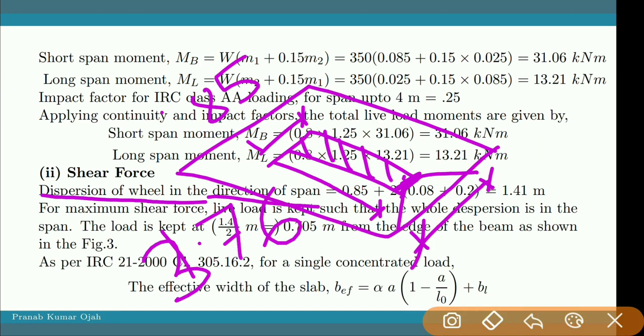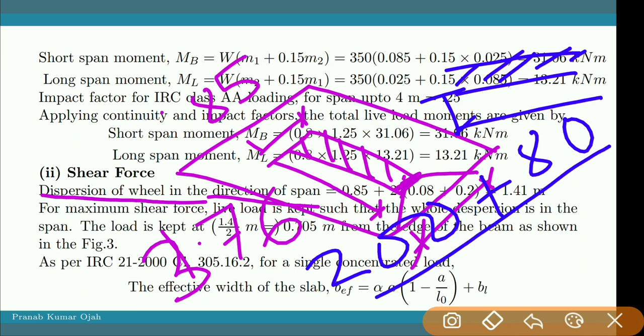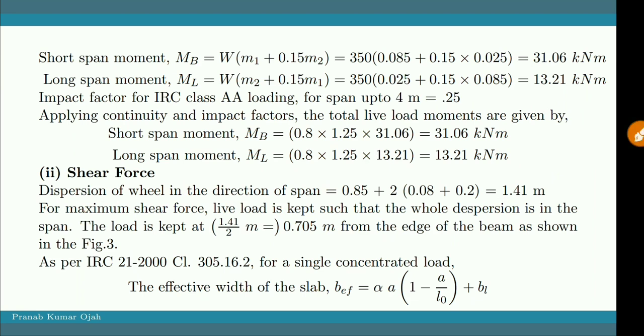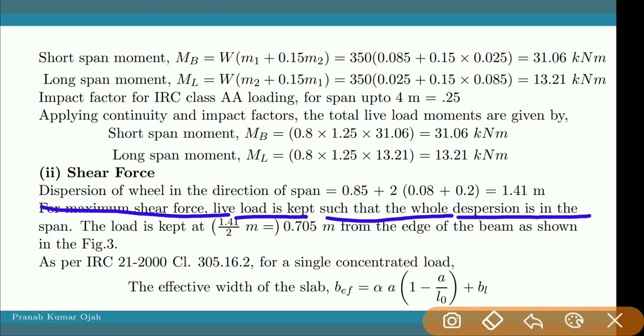and it will disperse through the wearing coat, and this is the slab, and the total thickness is 200 plus 280 mm. Okay, so after the dispersion, if the dispersion takes place at a 45 degree angle, the dispersion of the wheel in the direction of the span is 1.41 meter.